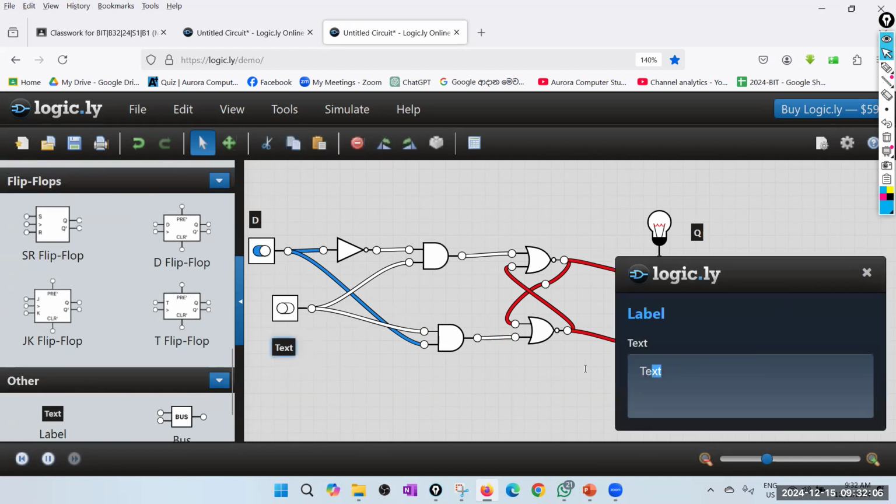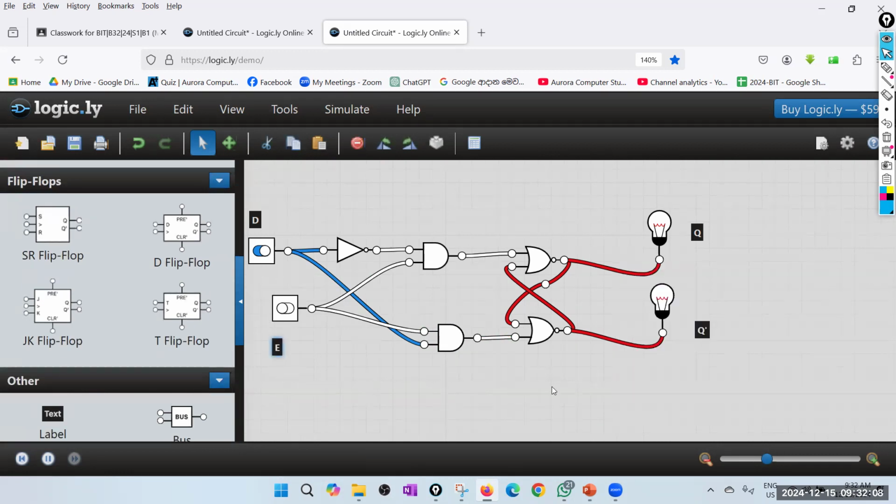Right. So this is my enable. Now when enable is 1, it just acts like a normal D latch. That means when D is 1, Q is 1. When D is 0, Q is 0. Right?